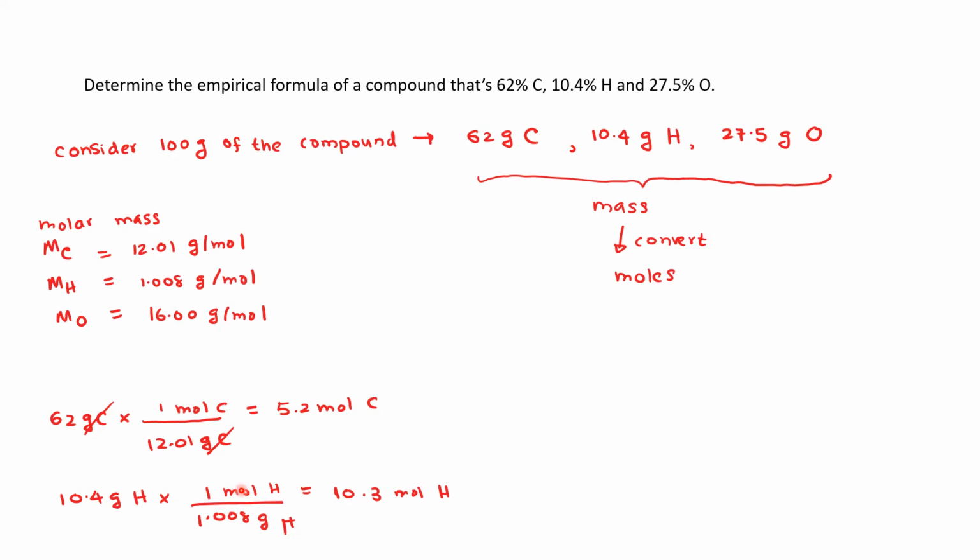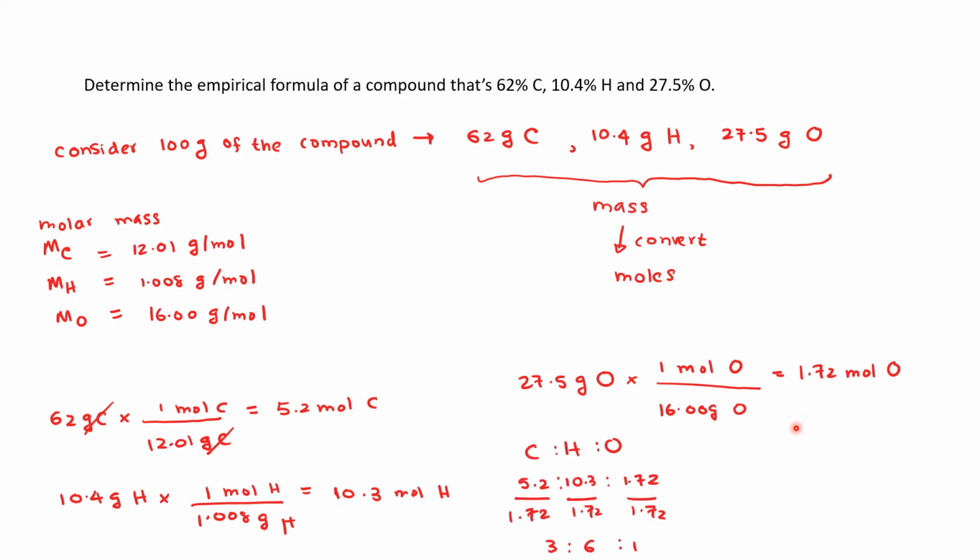We do the same for hydrogen. The mass of hydrogen is 10.4, and we start with that and use this information in a fraction in such a way that grams hydrogen cancels out grams hydrogen, and the number of moles of hydrogen in this compound is 10.3. We do the same thing for oxygen. The mass of oxygen is 27.5 grams, and we use this information in a fraction, and you see this cancels out to this, and the number of moles of oxygen is 1.72.